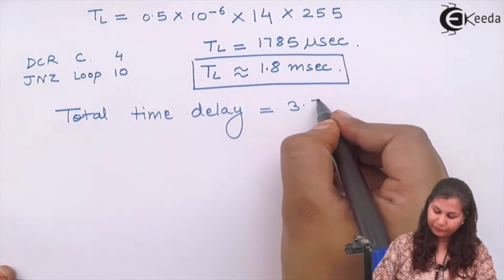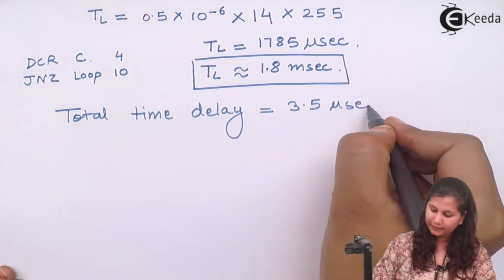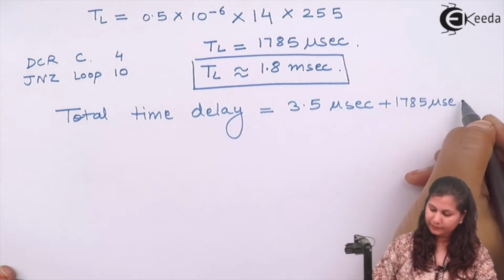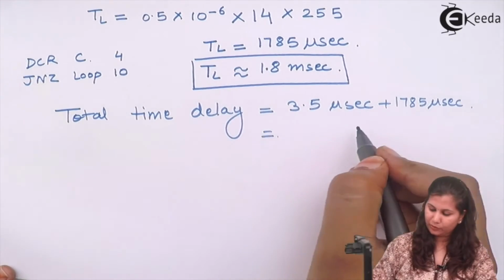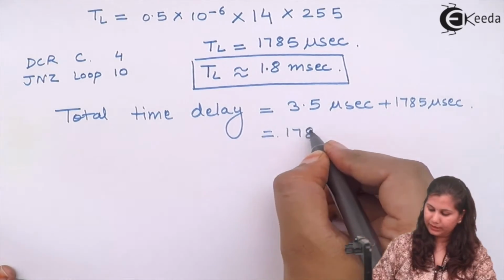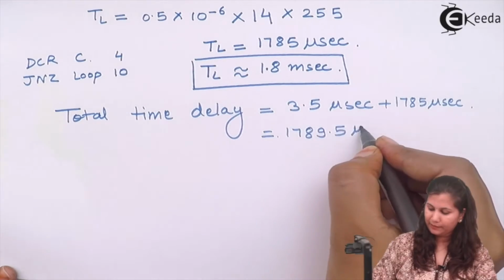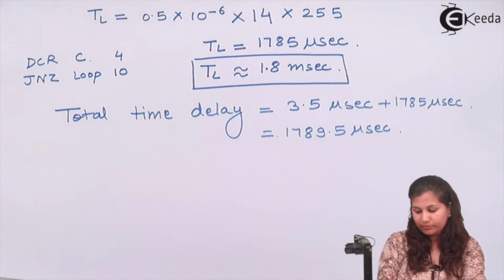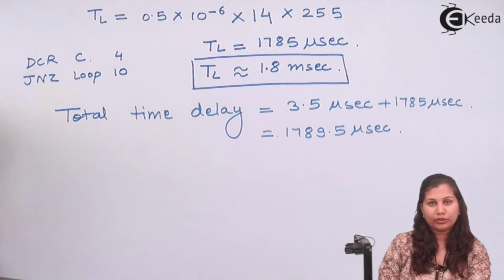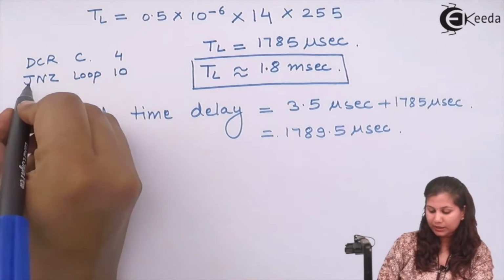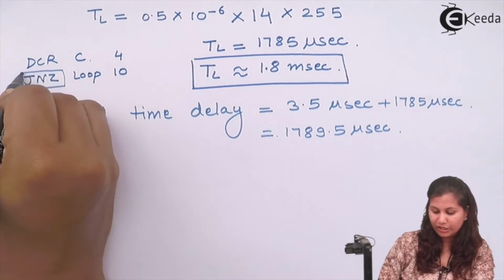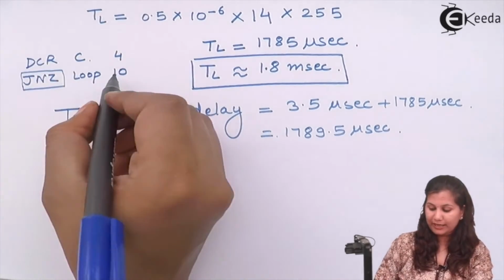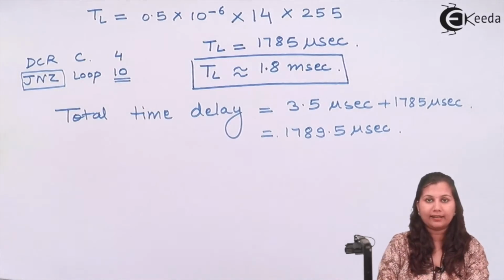That was 3.5 microseconds plus 1785 microseconds, so this is approximately 1789.5 microseconds. Okay. Now there is a special note in it. You have to note this thing, that this instruction JNZ, this is a conditional jump instruction, and we have written the T states as 10.